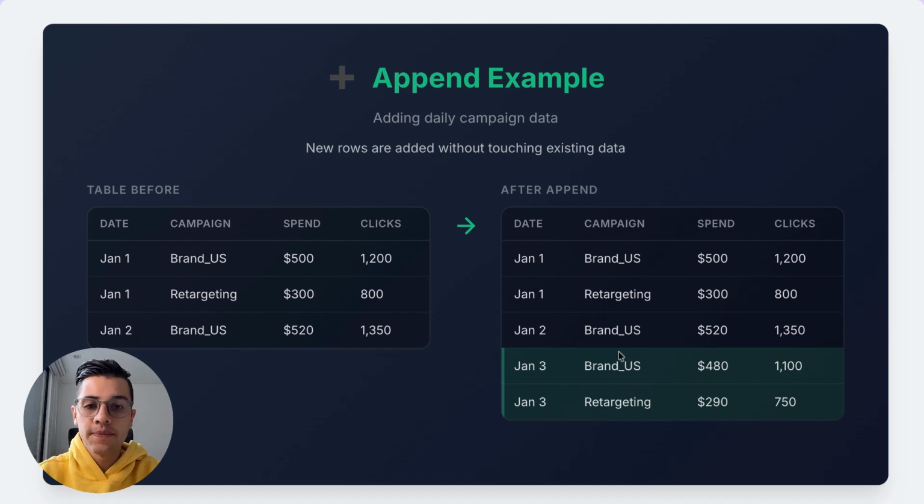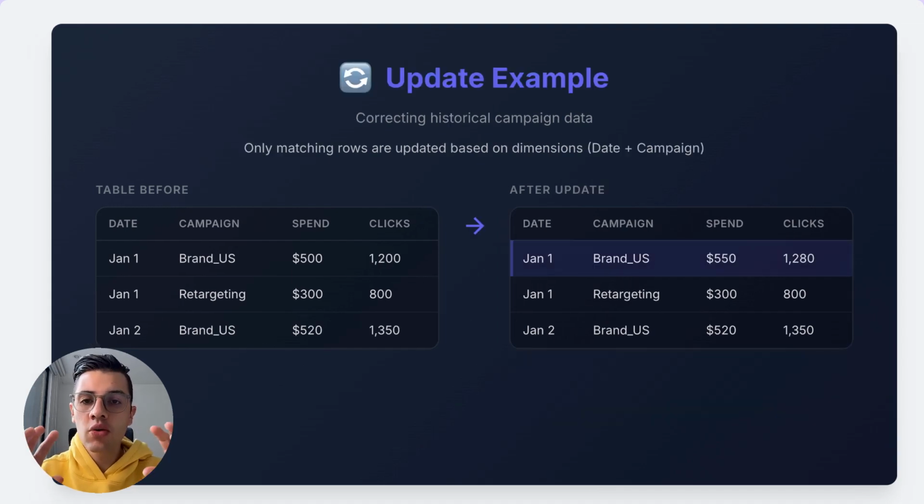Something that you have to consider when using the Append mode is that there may be duplicated rows if the dimensions are not unique. So use this write mode whenever you are sure that there won't be duplicates, or if there are, you don't mind about them. The second mode is Update.